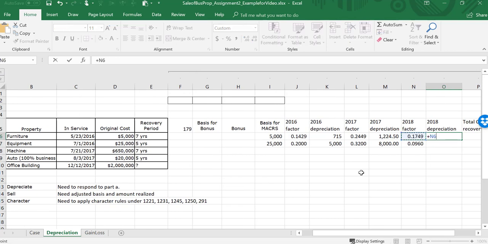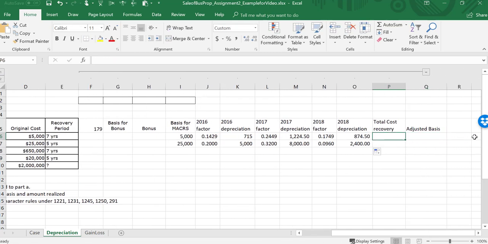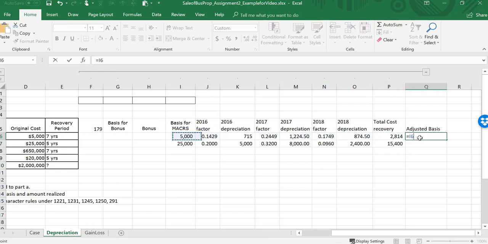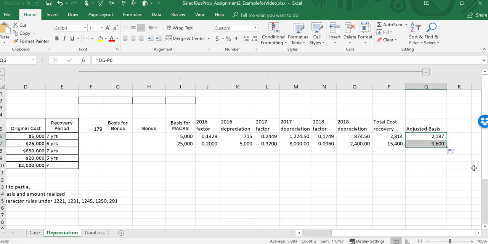Now it is simply some math. Okay, now we can calculate total cost recovery because that's simply 2016 depreciation plus 2017 plus 2018. And I can do that for both of those assets, no problem. And now I can also calculate the adjusted basis. That's simply the original cost minus my cost recovery. Cool. So we just took care of all the 2016 assets just like that.